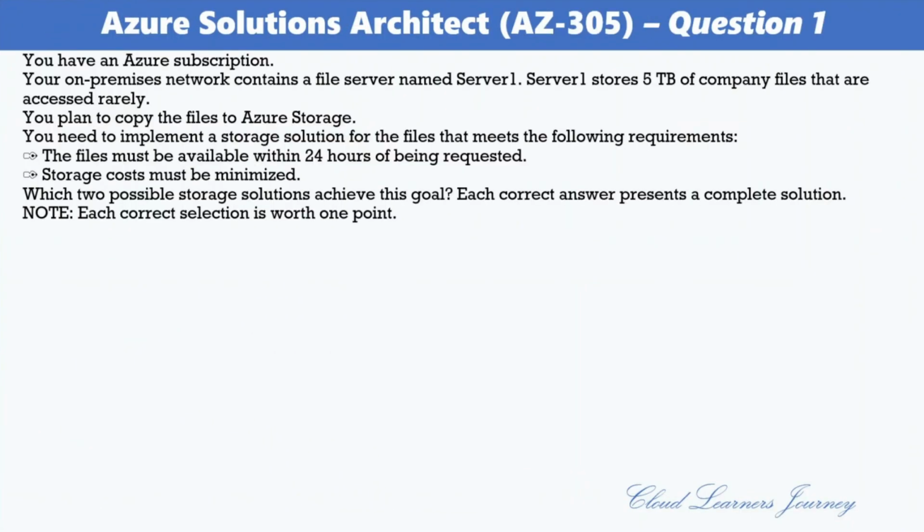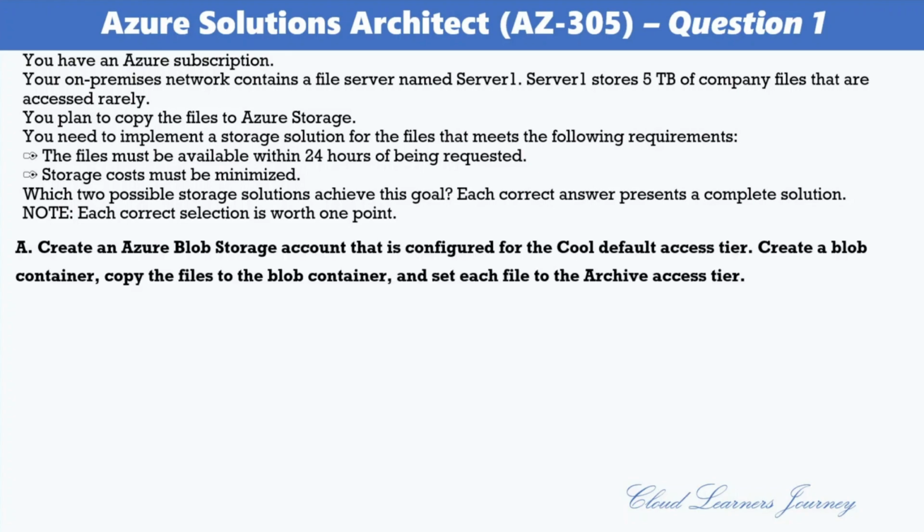Question number 1. You have an Azure subscription. Your on-premises network contains a file server named Server 1. Server 1 stores 5 TB of company files that are accessed rarely. You plan to copy the files to Azure storage. You need to implement a storage solution for the files that meet the following requirements. First requirement, the files must be available within 24 hours of being requested. Second requirement, storage costs must be minimized. Which two possible solutions achieve this goal?